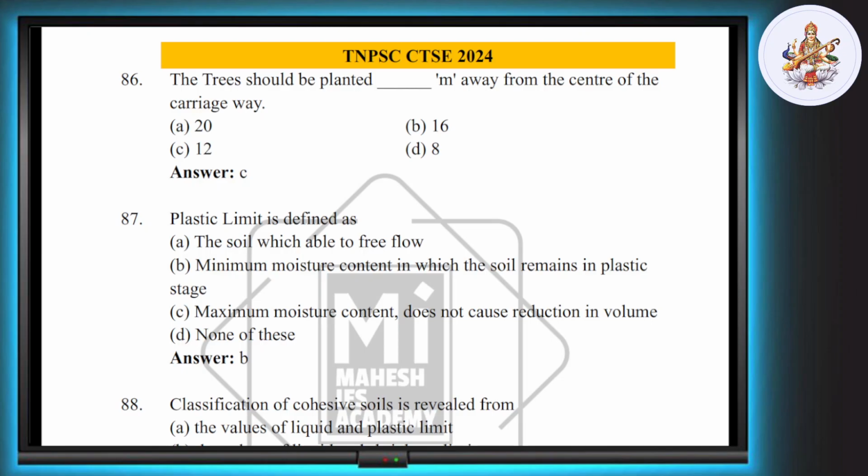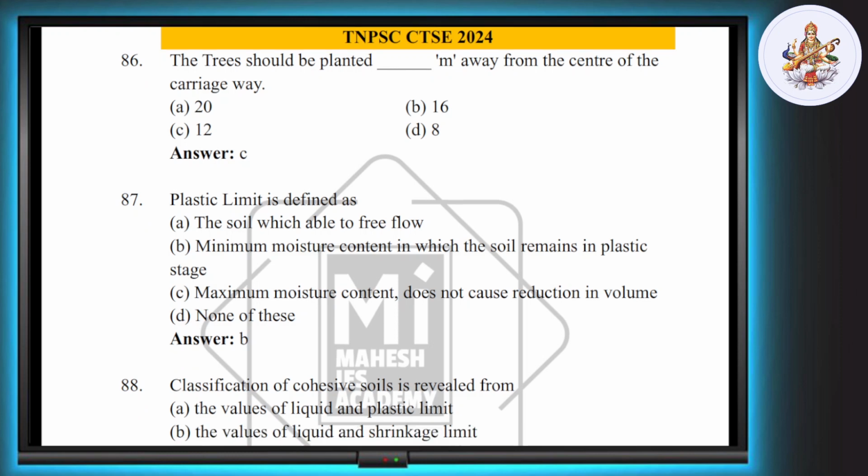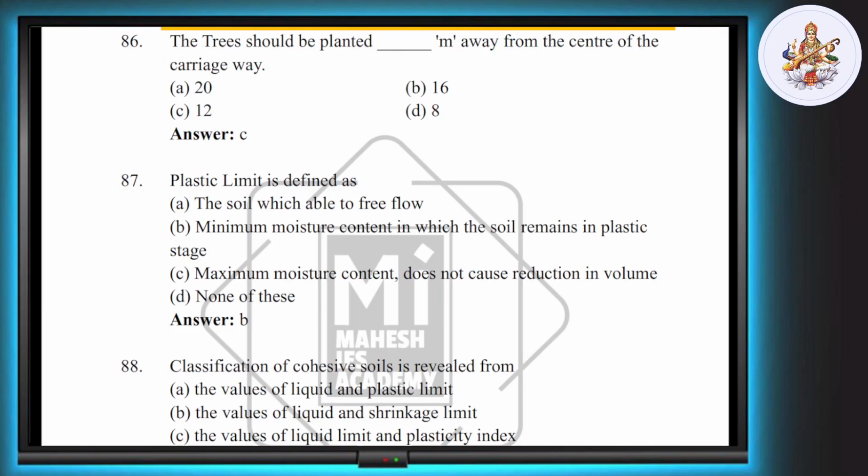Question 87. Plastic limit is defined as. Correct answer, B. Minimum moisture content in which the soil remains in plastic stage. Explanation. The plastic limit is the lowest moisture content at which soil can be molded without cracking. Below this, soil becomes brittle. Think of clay, too dry, and it crumbles.